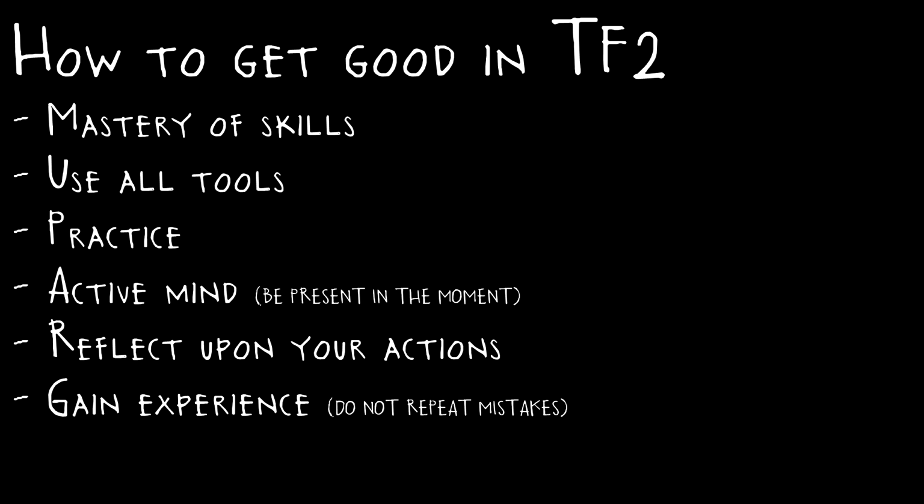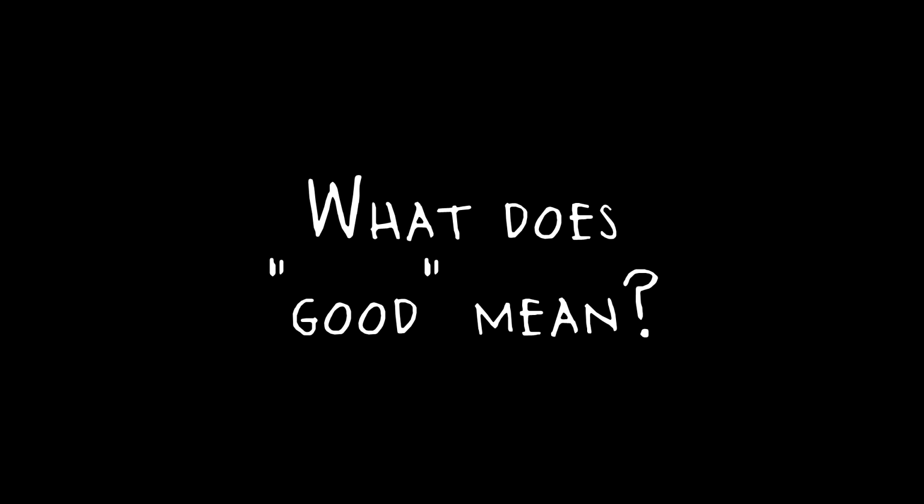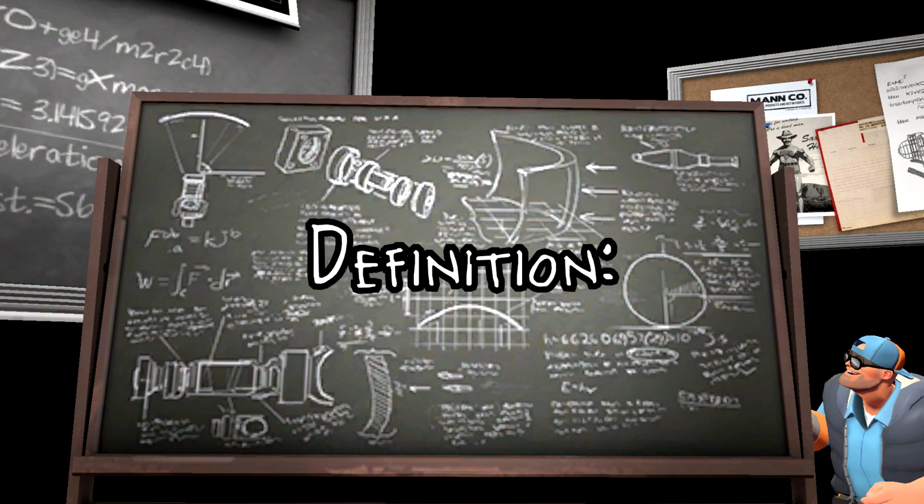These are the answers on how to get good. I will now spend the rest of the video explaining to you why this is the case. Before one can become good at something, we need to know what good is. I will now define what good is in order to be able to look at this objectively.